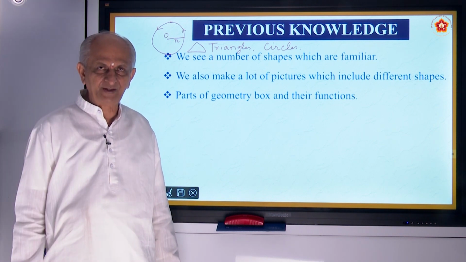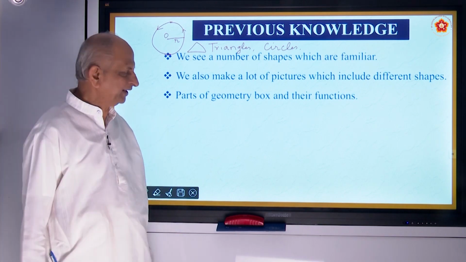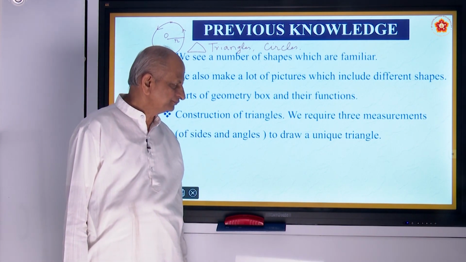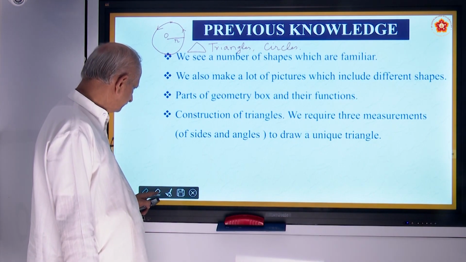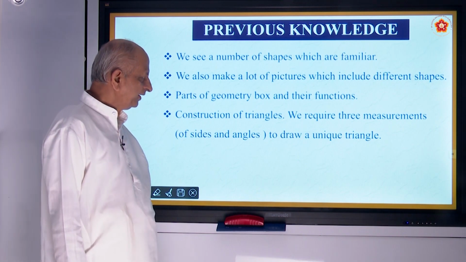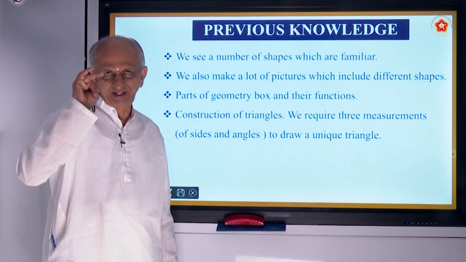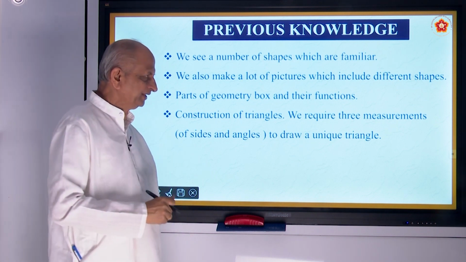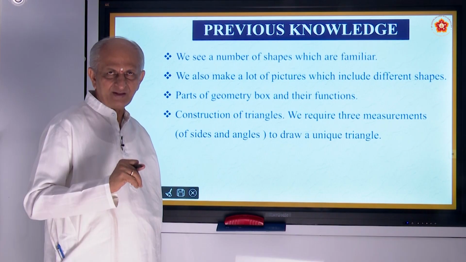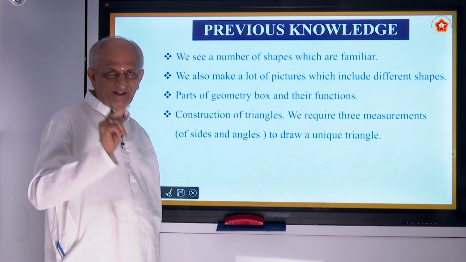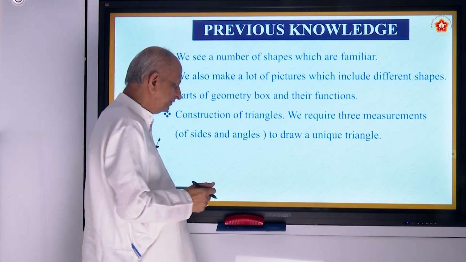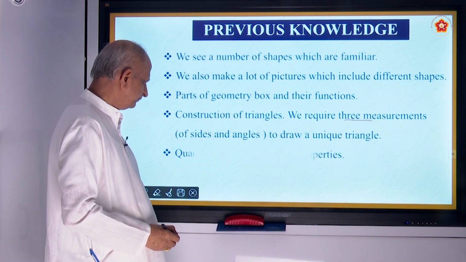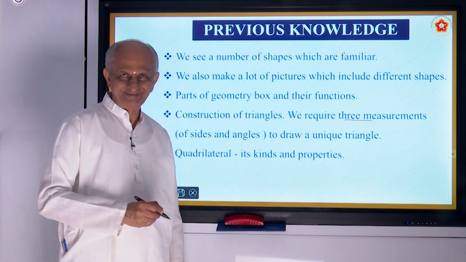Of course, some of your boxes may be of different shapes, but these are the important parts. And also we have studied construction of triangles. For construction of triangles, how many measurements are needed? Every triangle will have 3 sides, 3 angles, 3 vertices, correct? So 3 measurements are needed, maybe 3 sides, or 2 sides and 1 angle, or 2 angles and 1 side. That is how we can draw the triangles that you already studied in the previous class. Also you heard about quadrilaterals. Can I name some of them?